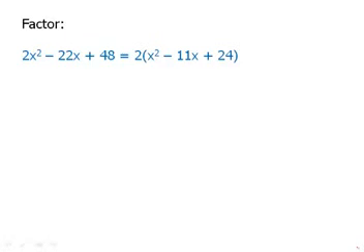We need a product of 24, a sum of negative 11. So those two terms are negative 3 and negative 8. And so this factors to 2 times (x minus 8) times (x minus 3).